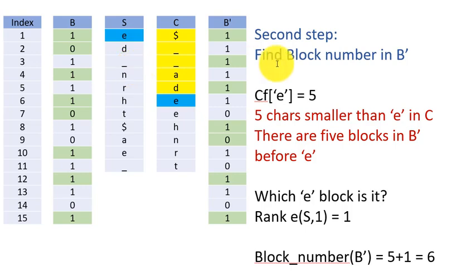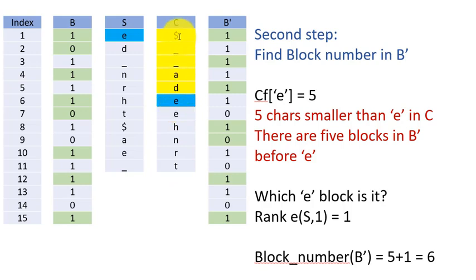The second step is to find the block number in B prime, because we already know that block number in B should be 1, right? And the block number in B prime here. So first of all, we need to know how many characters are smaller than the E in this C column. Because we already know that character should be E, right?